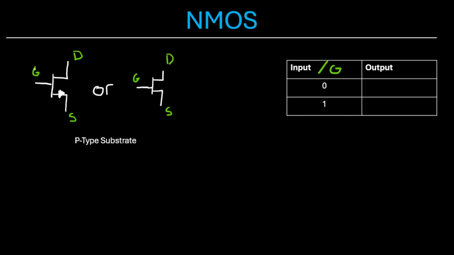So firstly, if we apply 0, or ground, or 0 volts to our gate, this transistor is off and there is no connection made between drain and source, resulting in an output of 0. Whereas if we apply an input of 1, or say 3.3 volts, to the gate, this transistor is on and there is a connection between the drain and the source. So our output will be 1.